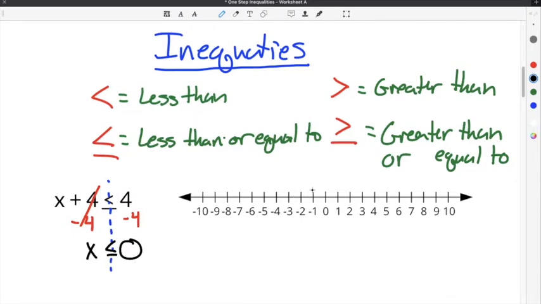And then you can graph it on the number line. So we're going to put our bracket in, and then we're going to have our arrow, which is pointing in the same direction, go to the left.